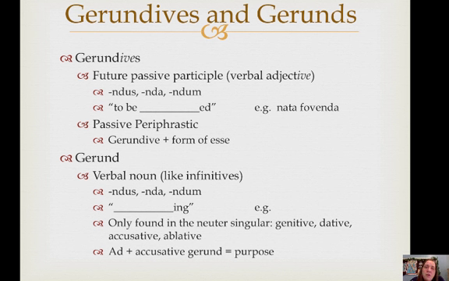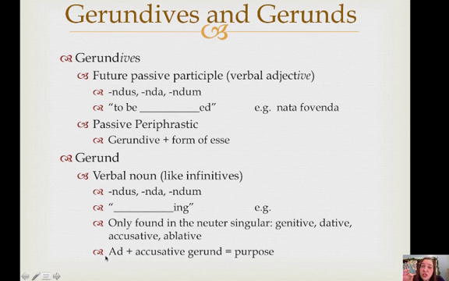Gerunds are only found in the neuter singular, and there is no nominative form for a gerund, okay? So gerunds can be possessive, or genitive in general. They can be dative, they can be ablative, they can be accusative, whatever, okay? They just can't be nominative. And I'll show you on the next slide why not, as a matter of fact.